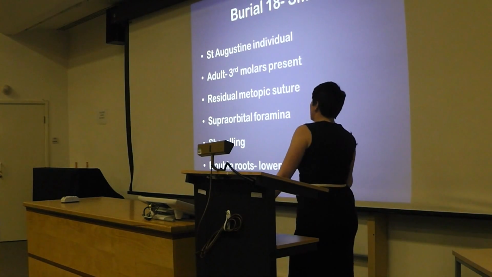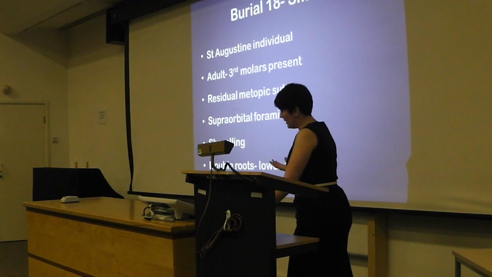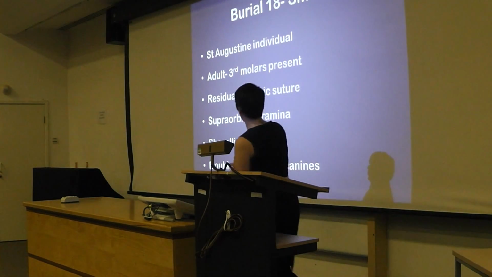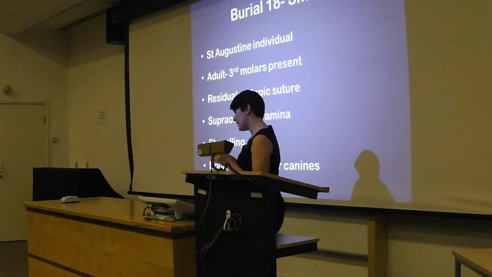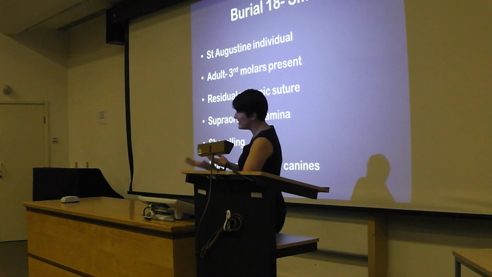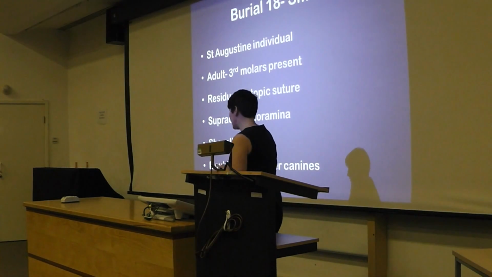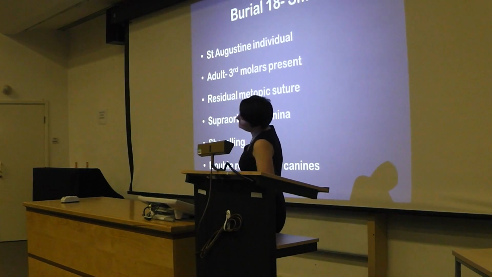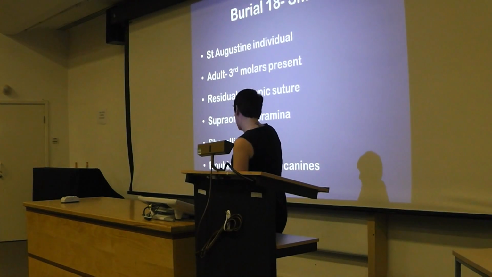Really interestingly, St. Augustine, and he was badly fractured, but the bone itself was in really good condition. So I was able to piece them together, and with it I found the residual metopic suture. So the skull had actually fractured down the suture, but there was no fusing, so I could see the suture was clearly there. He had third molars, so he was an adult, and he had his supraorbital foramina, and he had shoveling in his incisors and his canines, as well as double roots on the lower canines.